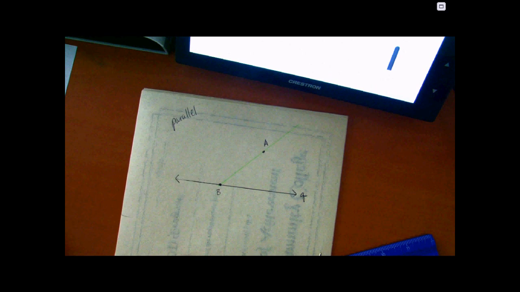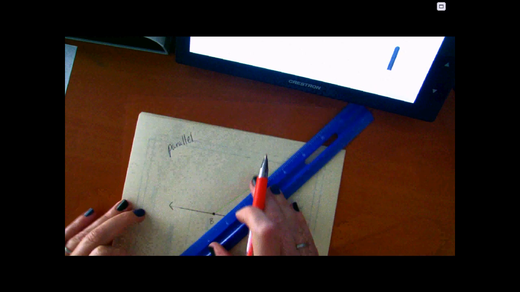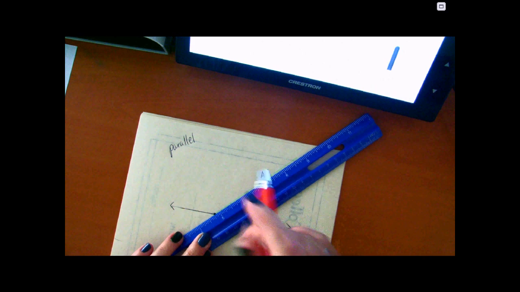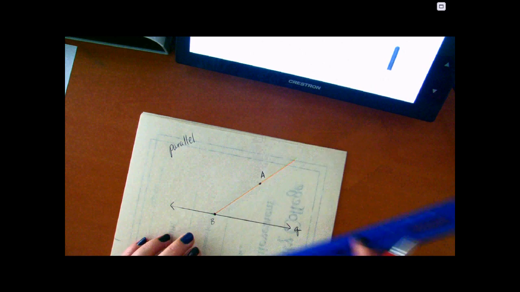So I come in and make that line. Can you guys see it? I can make it a little better. How about orange? Orange is good. Okay.